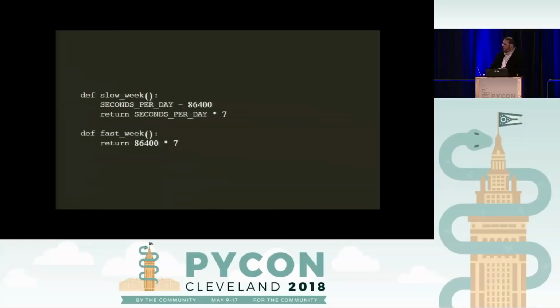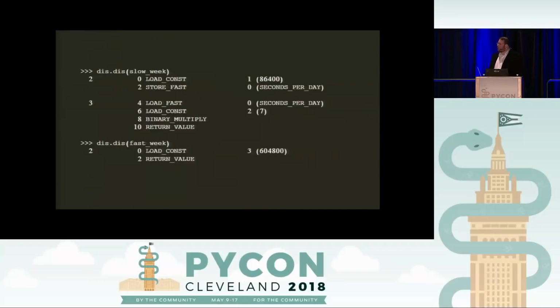So here's a couple of functions. Both of these do the same thing. They both calculate the number of seconds in a week, except one of them is faster than the other. Can you guess which one it is? I've very cleverly hidden it. I want you to stop and think, why would one of these functions be faster than the other? And how could we figure out why that is? And the answer is we can look at the bytecode.